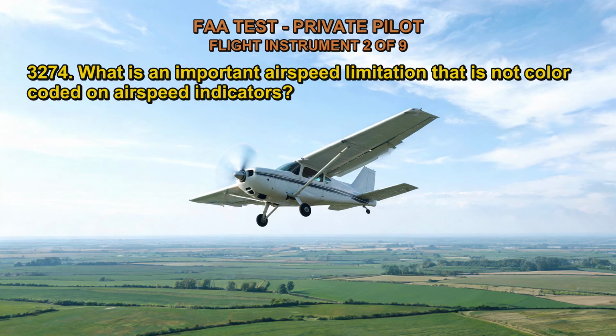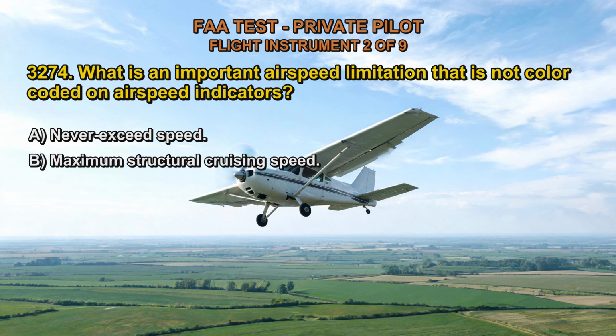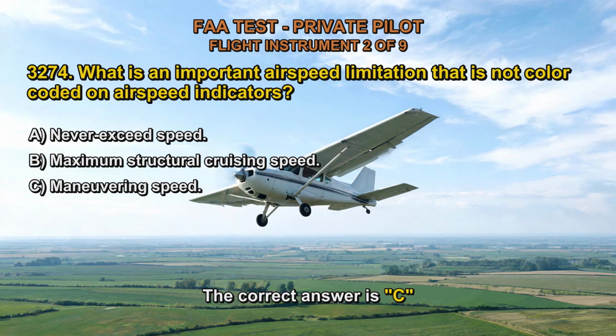Q3274. What is an important airspeed limitation that is not color-coded on airspeed indicators? A. Never exceed speed. B. Maximum structural cruising speed. C. Maneuvering speed. The correct answer is C.